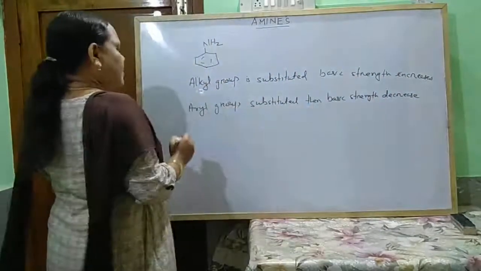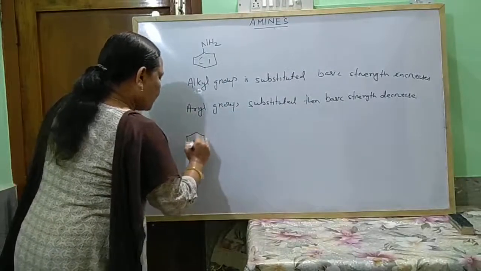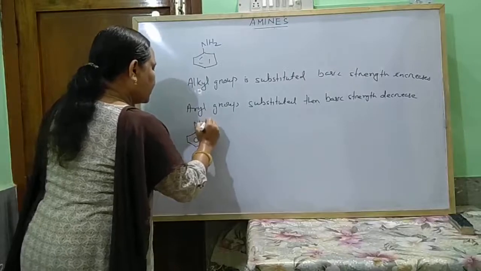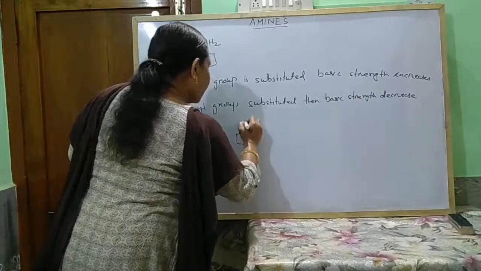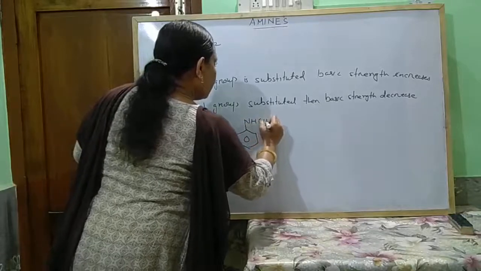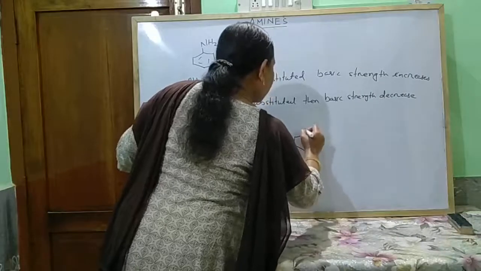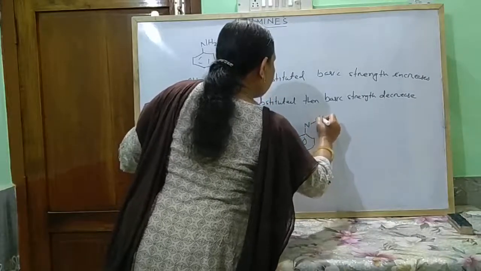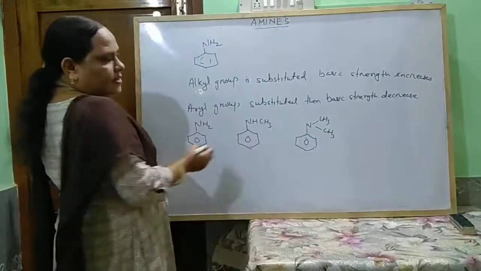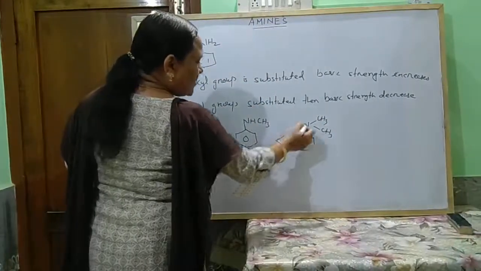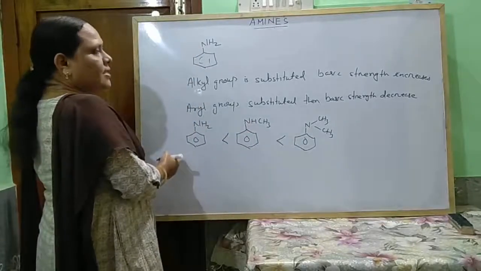That means, suppose we consider, this is aniline and this is N-methyl aniline and this is N,N-dimethyl aniline. Then this is more basic than N-methyl aniline, which is more basic than aniline.